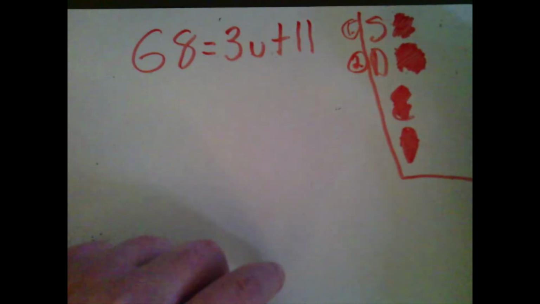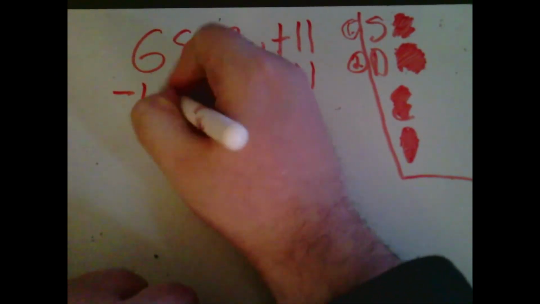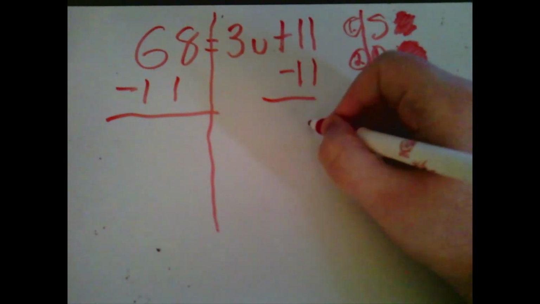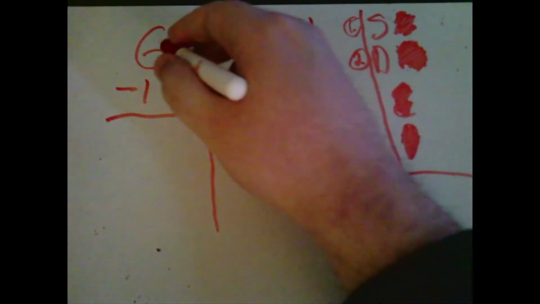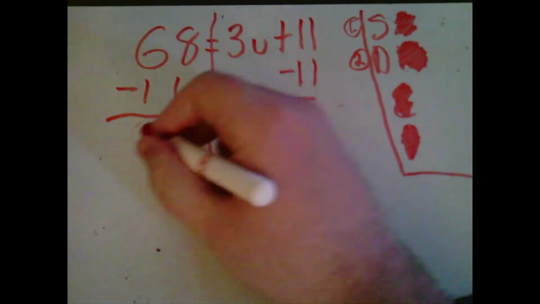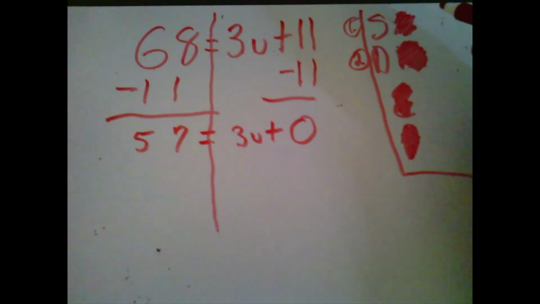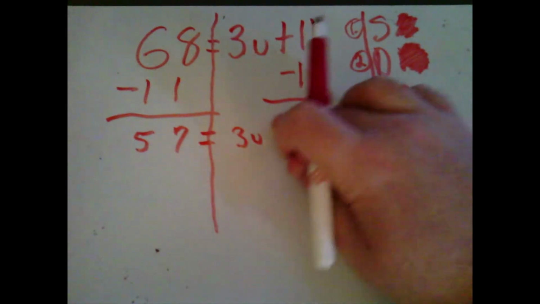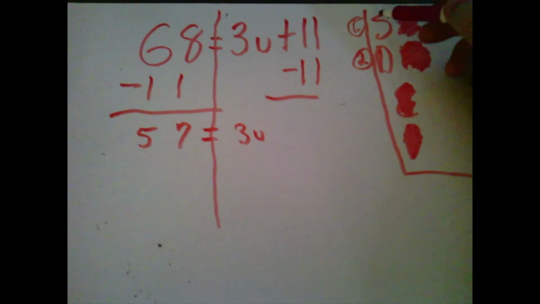Let's get started. Let's subtract 11 from both sides of this equation. All right, I'm going to draw my line here. 11 minus 11 is 0, and that's what we want. Bring down that 3u. 68 minus 11 is 57, and that is equal to 3u plus 0. This plus 0 will just go away. Adding 0 doesn't do anything to change that side of the equation. And that is the subtraction.